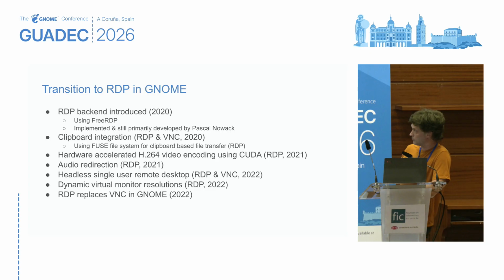And then Pascal went on to add virtual monitor resolutions, which means you could resize monitors. And eventually, we decided in 2022 that we're simply going to replace the VNC integration in GNOME with RDP, simply because it grew all these features. It was just much more feature complete than what we had before. So yeah, a lot of design went into fixing up the control center integration, and yeah, that happened.